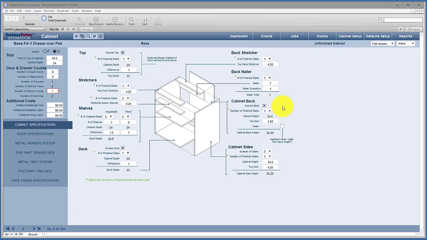And then include back. There are some cabinets, in the case of a True 32 cabinet, where we would not include a back. An example of that would be a 3-drawer stack. We just don't put a back in that cabinet, but you could if you wanted to. Here you can include or exclude the back.